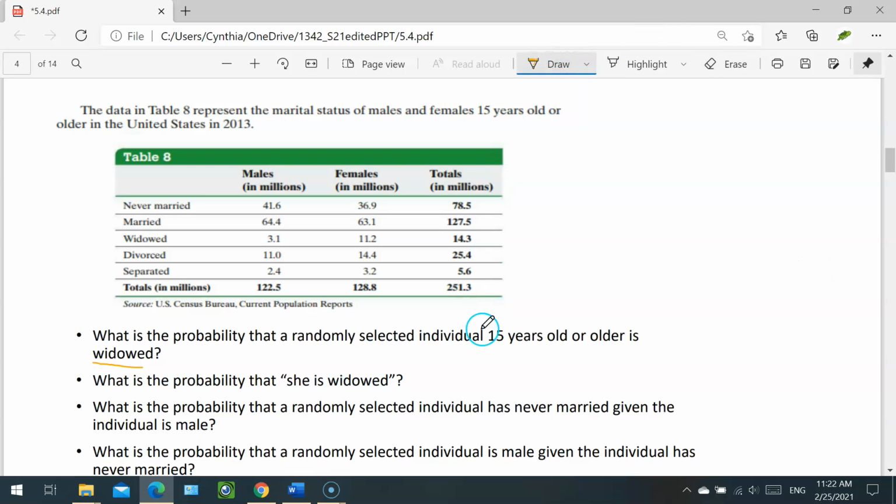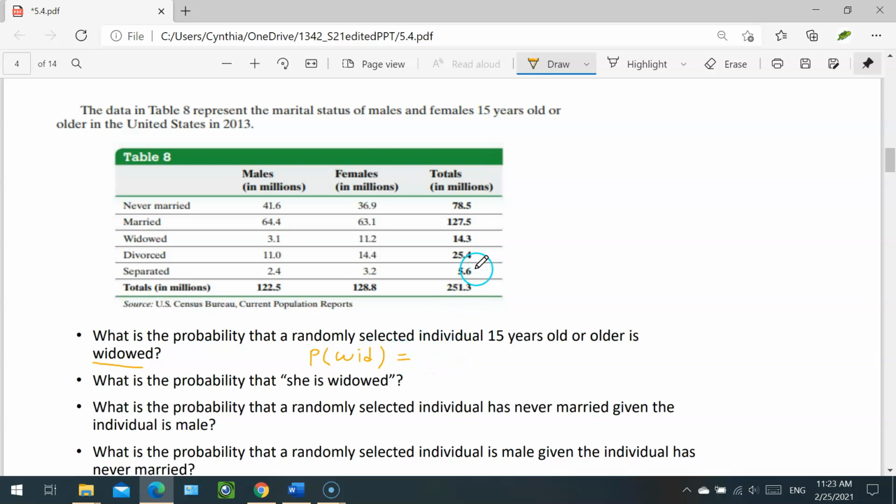Now we look at another example. This table represents the marital status of males and females at age 15 or older. What is the probability that a randomly selected individual, 15 years old or older, is widowed? So we look at the category of the widowed. The total number of widowed people is 14.3. So we use the 14.3 for finding the probability of widowed, right?